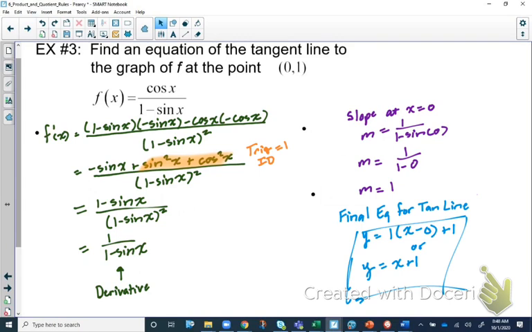Plugging in 0 for the derivative, in the denominator, sine of 0 is 0, so we have an expression of 1 over 1, so the slope is just 1. And we're writing it at the point for when x is 0 and y is 1. So plugging it into point-slope form, we get 1 times, in parentheses, x minus 0, and then plus 1, or you could simplify that to just be x plus 1.